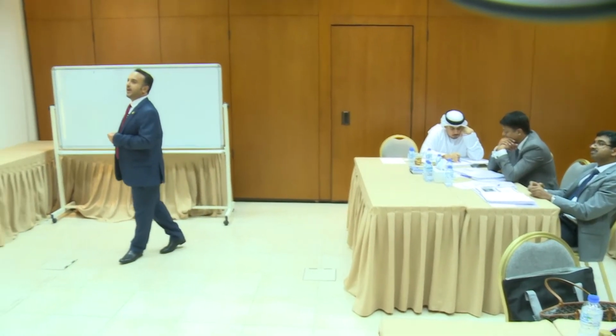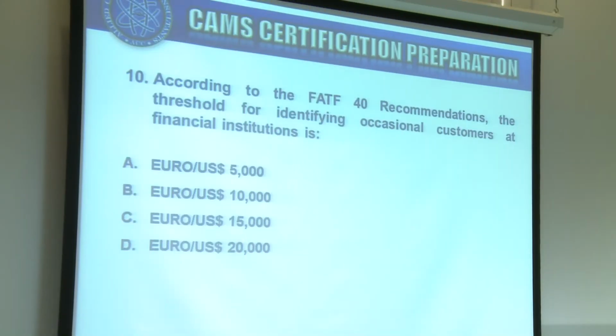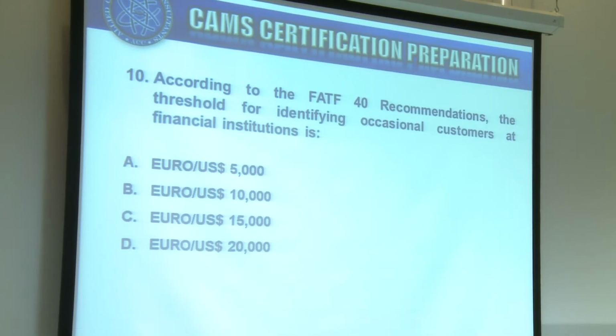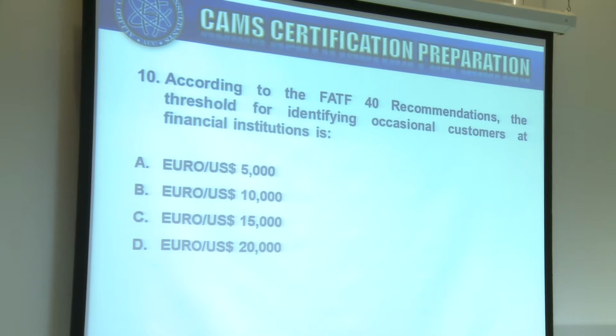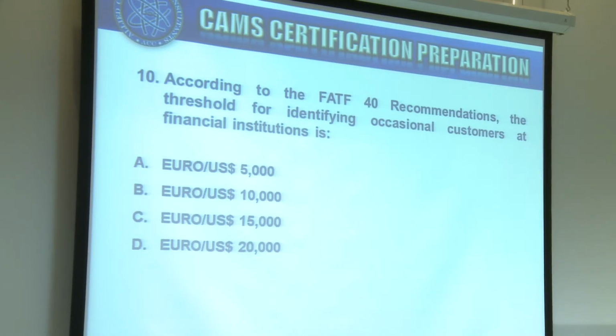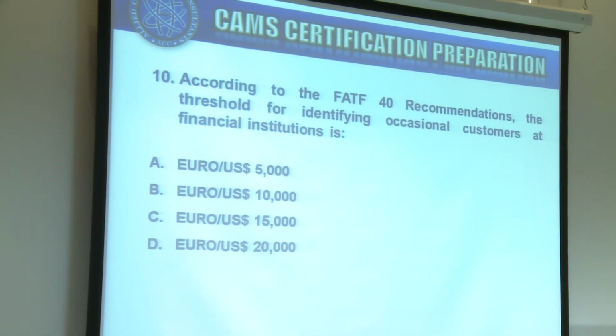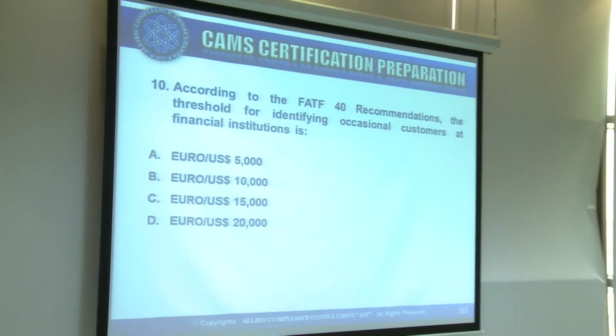Okay, we'll take another question. Of course, here, as per the latest, it should be B. Previously, it was C. But why is it 15,000 in euros and 10,000 in US? It's always euros or US dollars, depending on the currency. The US was 10,000. Now they put it down to 10,000 in the latest update. So if I answered this previously, I would say C.